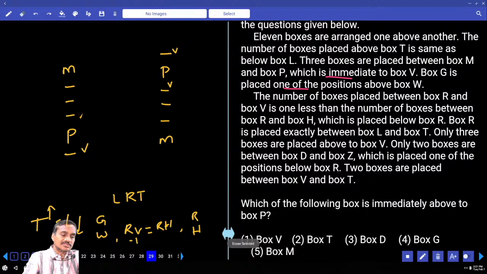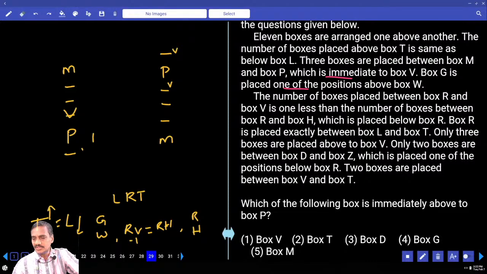Hence in this case, V cannot be below this P. Right? Only 3 boxes above V means here 1, 2, 3, 4. V must be fourth from the top. And all the remaining boxes must be below this P only. Right? Then next one. L, R, T, R and V, R and H, R is above this H, T and L and G and W.